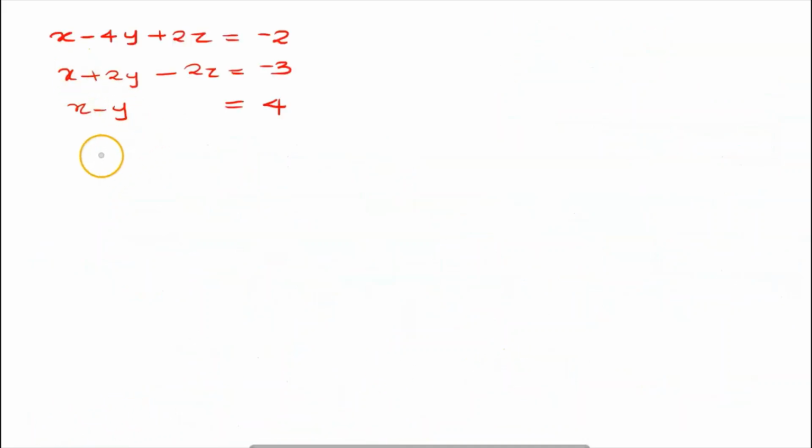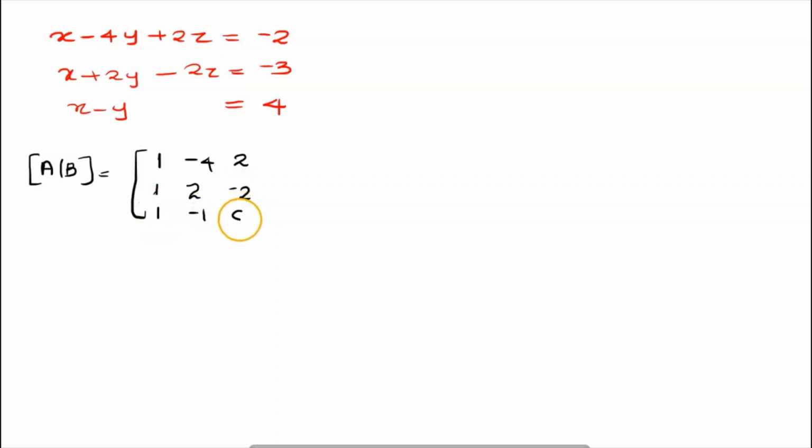So consider this system. What is our augmented matrix? Augmented matrix AB is coefficient matrix 1, -4, 2, and 1, 1, 2, -2, and 1, -1. There is no z, so 0. And the B matrix -2, -3, 4. So this is augmented matrix.